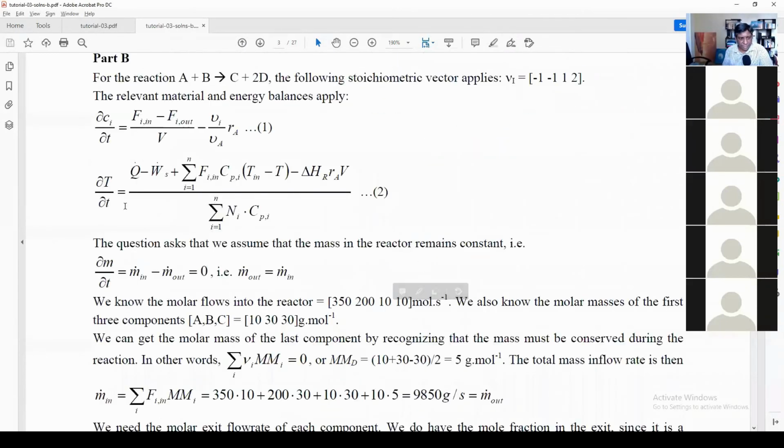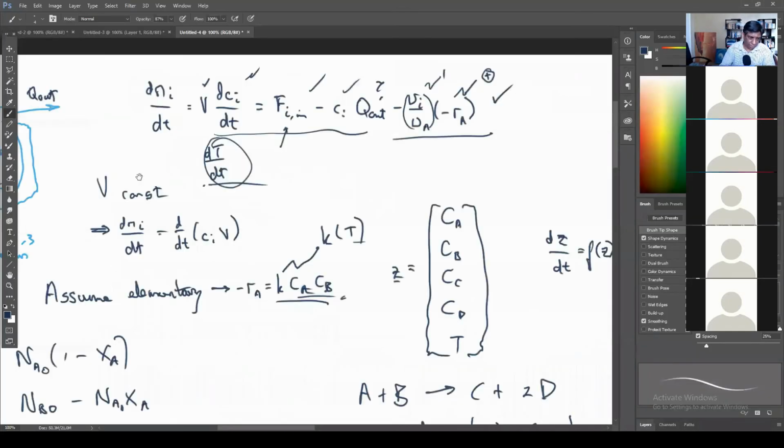So for dt, you have to use this part, right? And I don't think we have shaft work. For Q, we have UA (T minus TA). So let's just write that out here.